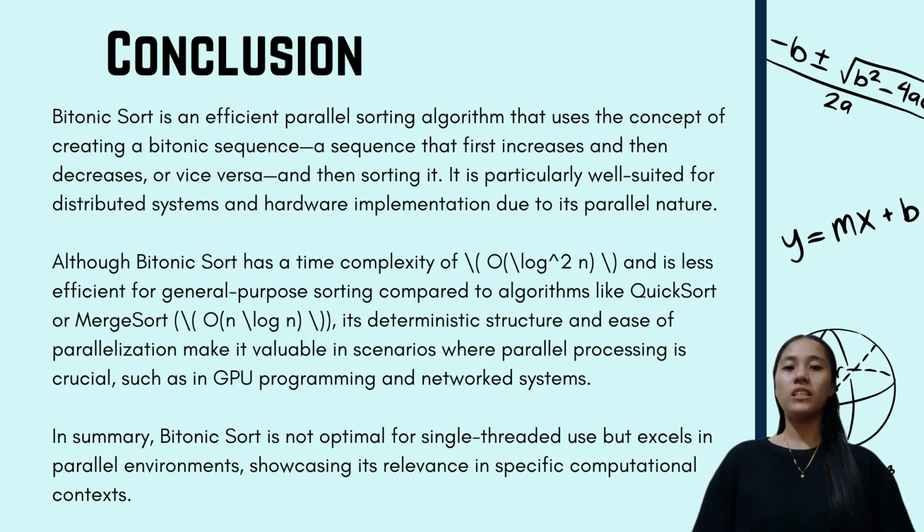of creating a Bitonic sequence, a sequence that first increases and then decreases, or vice versa, and then sorting it. It is particularly well suited for distributed systems and hardware implementation due to its parallel nature. Although Bitonic Sort has a time complexity of O(log squared n) and is less efficient for general-purpose sorting compared to algorithms like quicksort or merge sort, its deterministic structure and ease of parallelization make it valuable in scenarios where parallel processing is crucial, such as GPU programming and network systems.